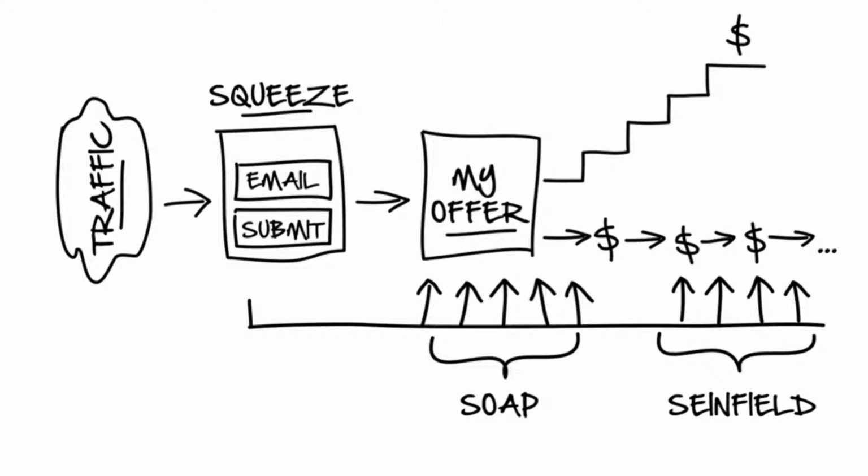So if they've seen this offer and they didn't accept, we can put them on a soap opera sequence that leads back to this offer. Or if they've seen this offer and they bought, then we can put them on a soap opera sequence that leads them to the next offer in our value ladder. It doesn't matter. So let's talk about the soap opera sequence.